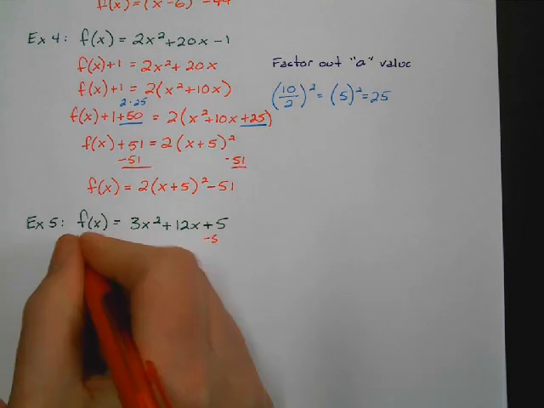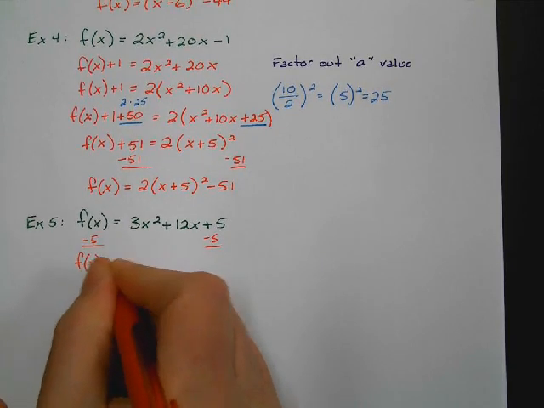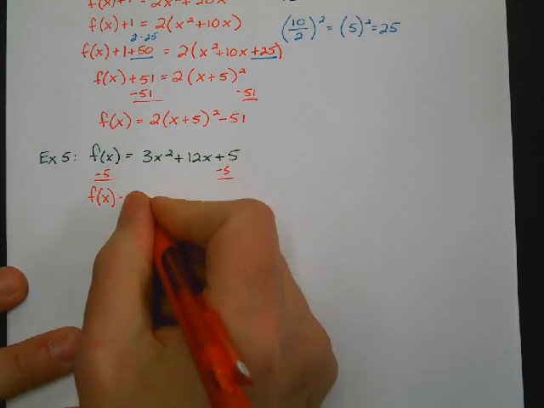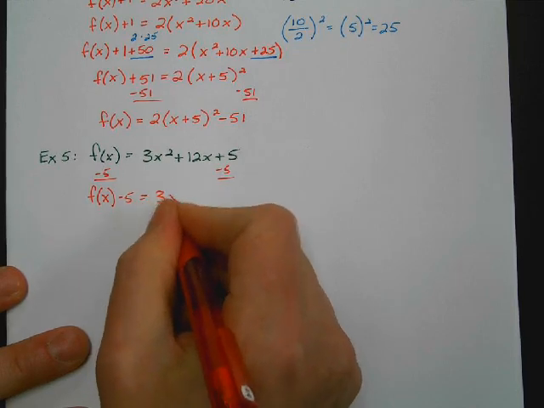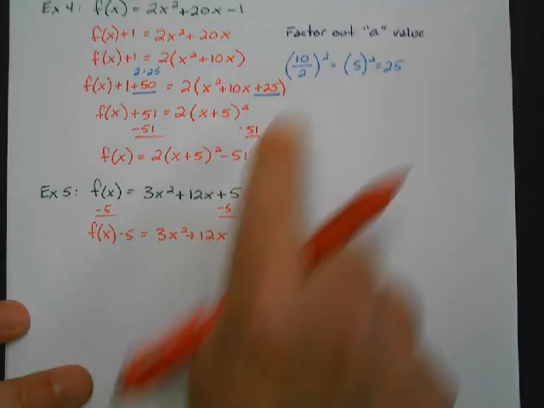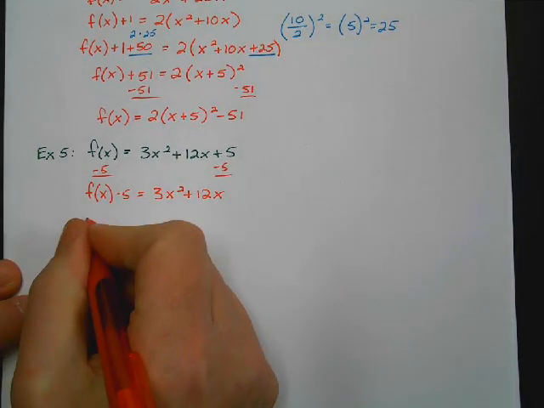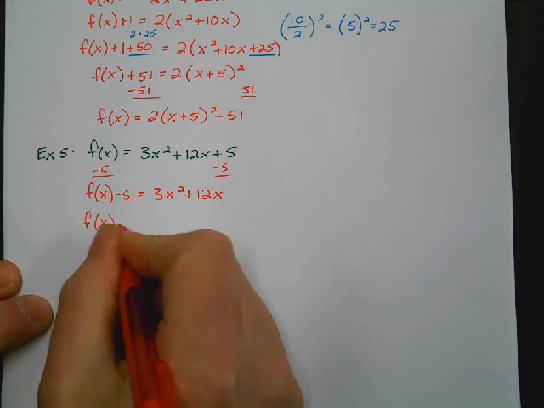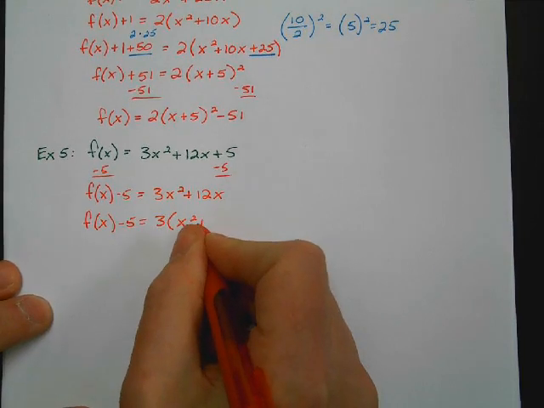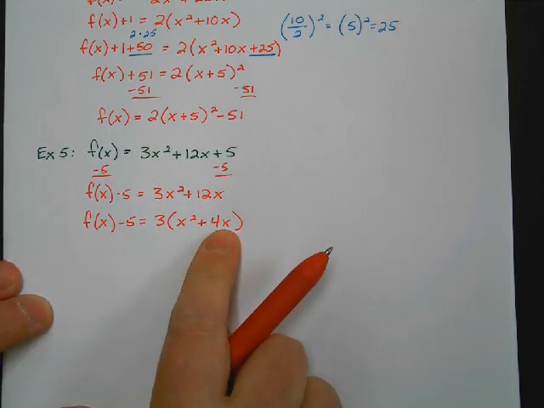So I'm going to subtract 5 here, subtract 5 here. I get f of x minus 5 equals 3x squared plus 12x. All right, we've got a new step here. Remember, we have to factor out the a value. So I'm going to factor out this 3 over here first. So this side stays the same. I factor out the 3. I'm left with x squared plus 4x, because you have to factor out the 3 out of both of these.